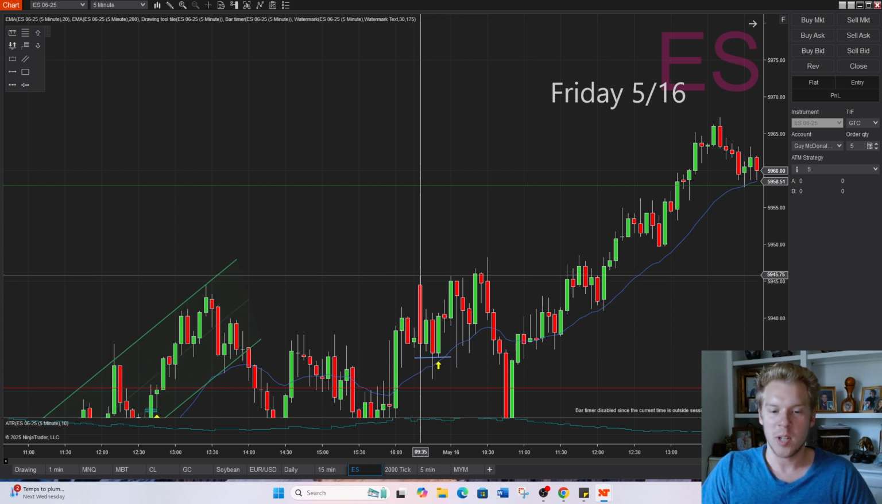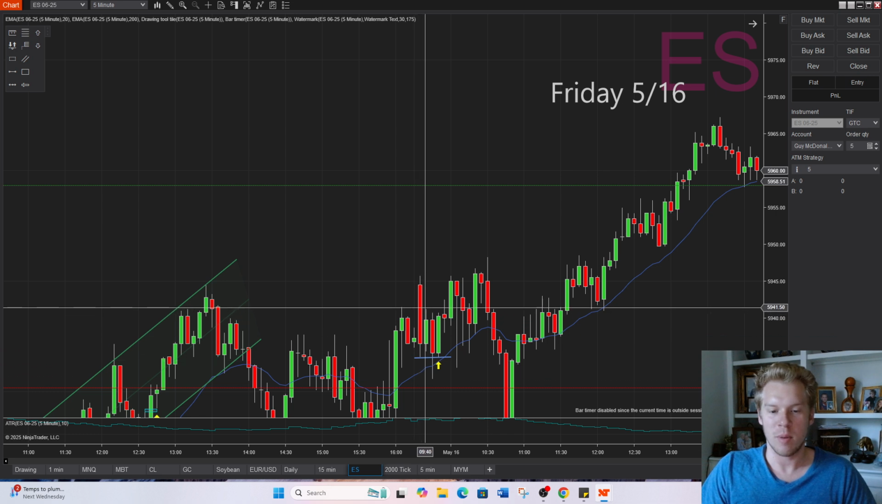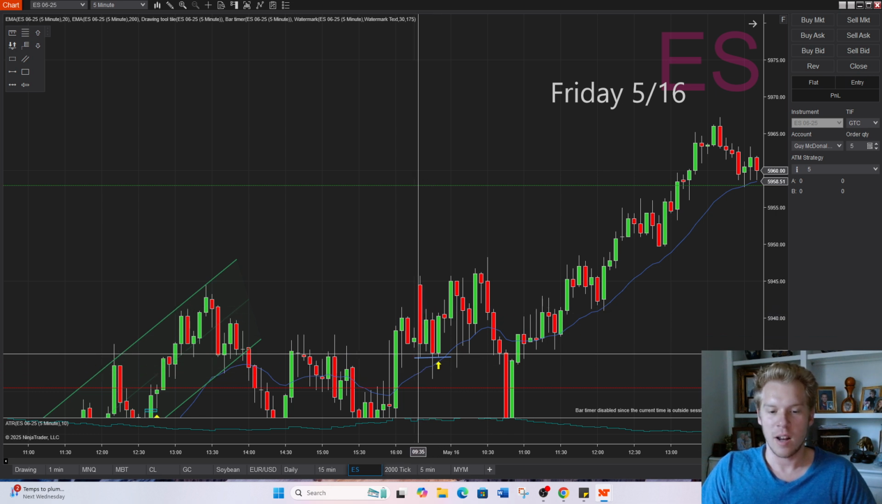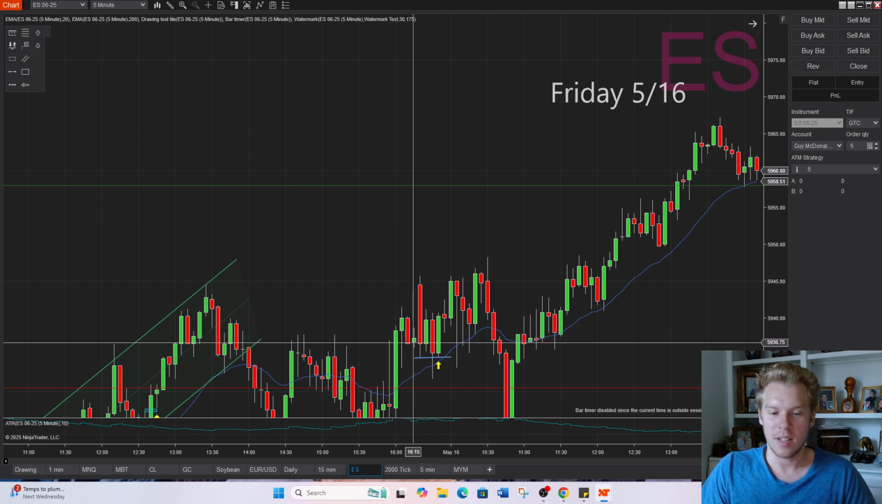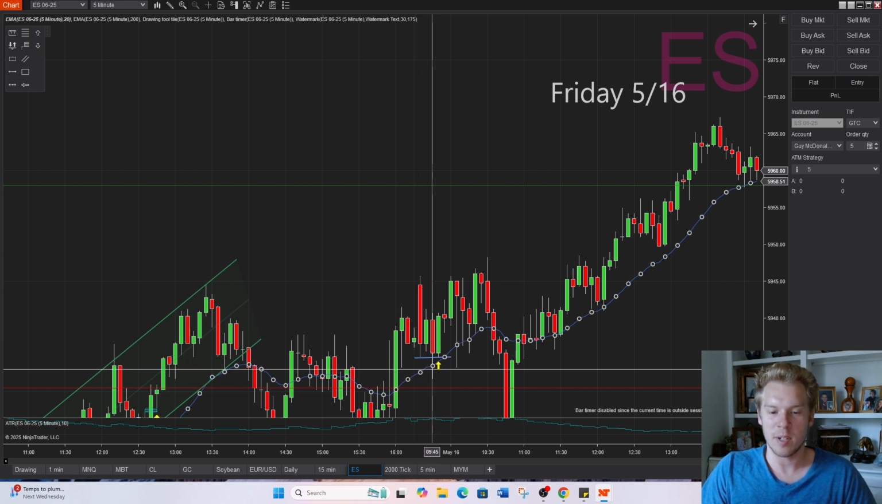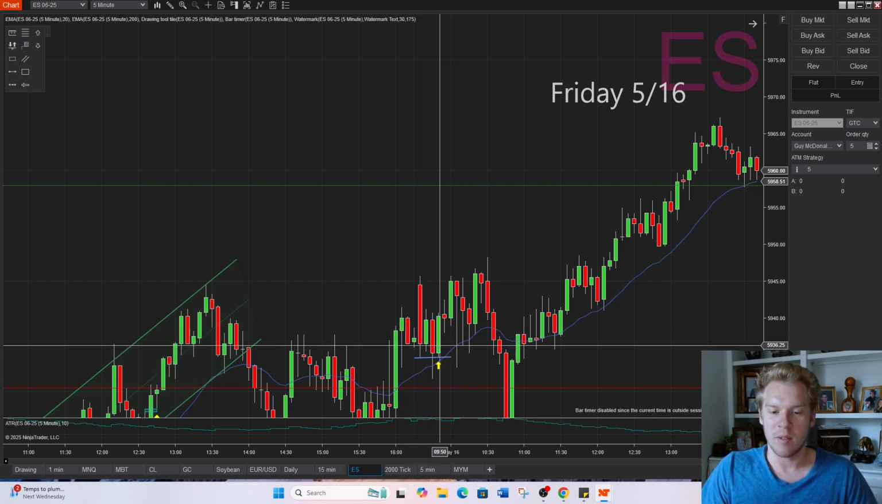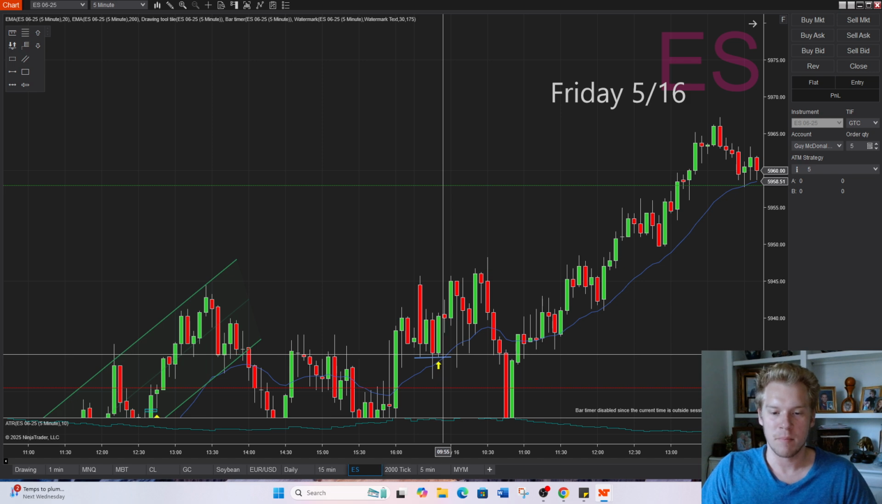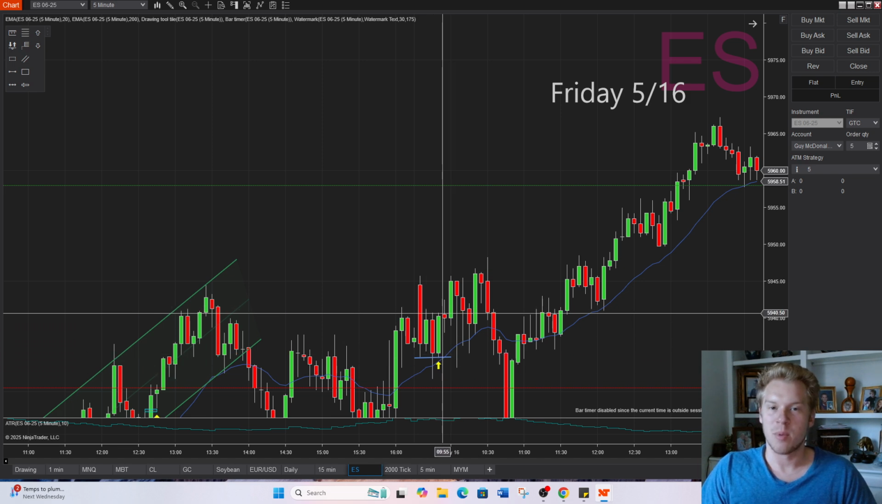We've had a couple attempts by the bears to go down, one, pull back, two. And it's also happening around the close of yesterday. So it's basically testing the close of yesterday, it's testing the moving average. There's a general area of support here that it's testing. So I think it's reasonable to buy above here.